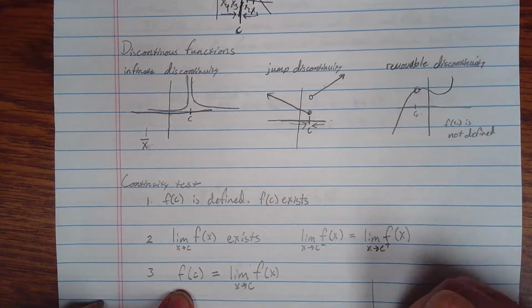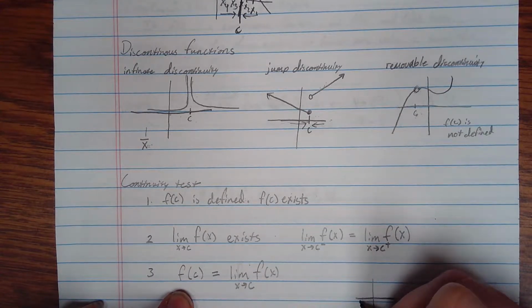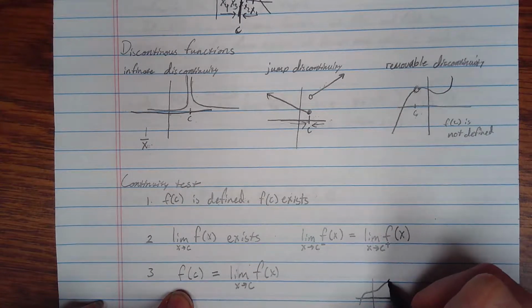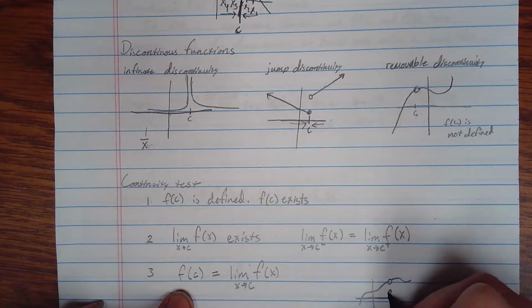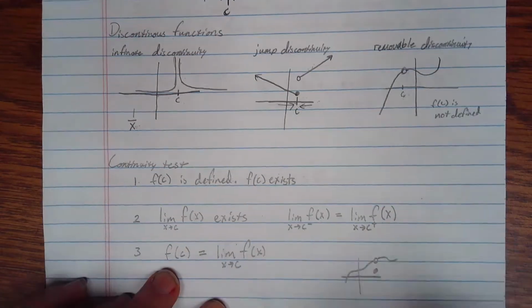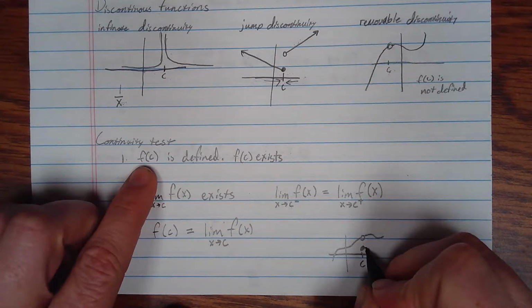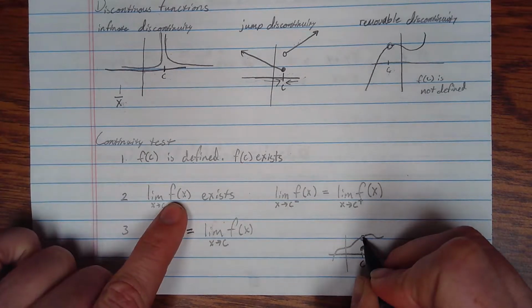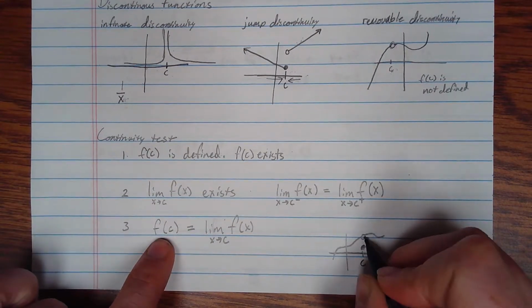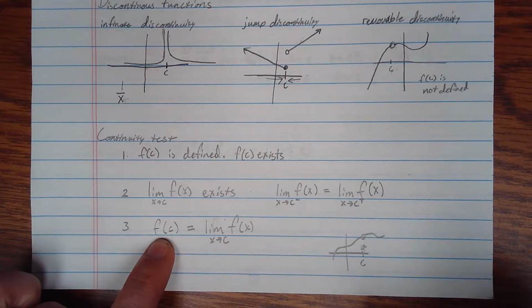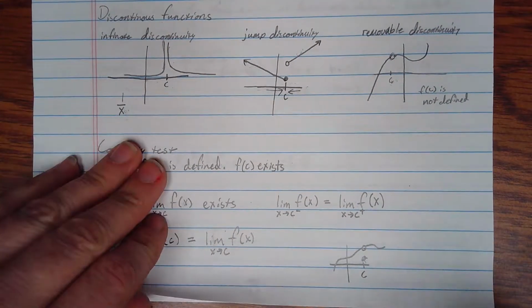So basically, I don't want something like this, where I get like this with a hole there, and then I get that filled down here. Okay? So here at c, f of c exists, and the limit exists, but the two are not the same, so I still have a discontinuity. All right, are you ready to play with this some?